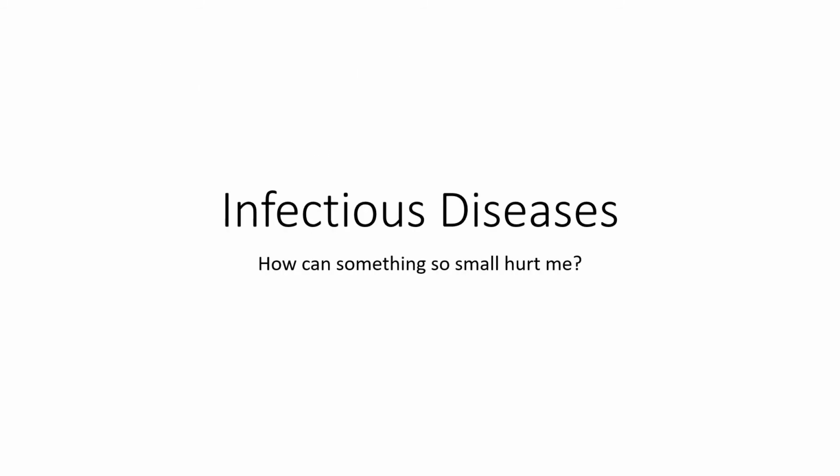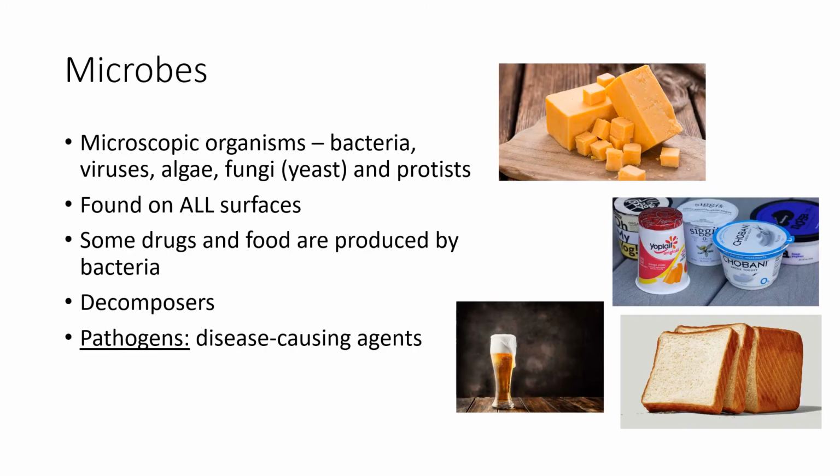So we've talked about how our body handles infections and kind of the process and physiology of that. Let's talk about those specific things that our body attacks. And we do know that they are incredibly small, microscopic in fact. So how can something so small cause so many problems? Specifically, what is hurting you is called a microbe. Microbes are going to be microscopic organisms such as bacteria, viruses, algae, fungi, which include yeast, and protists.